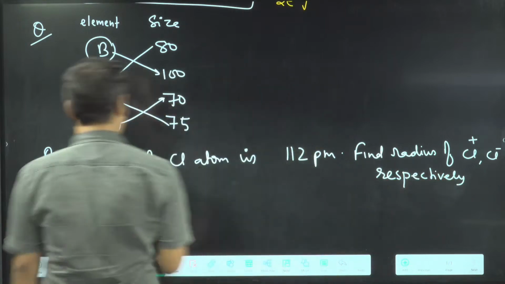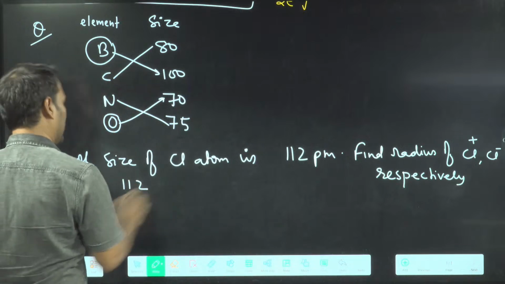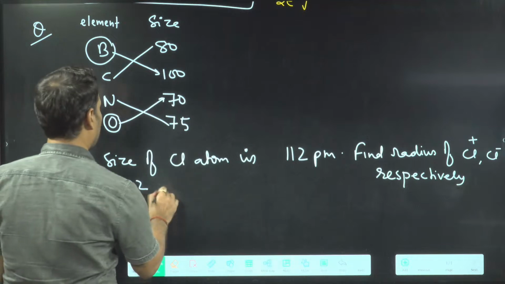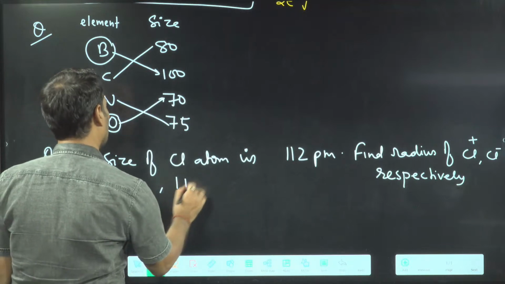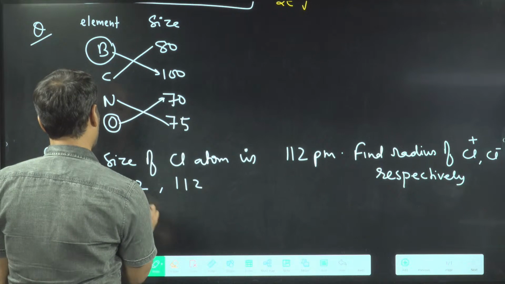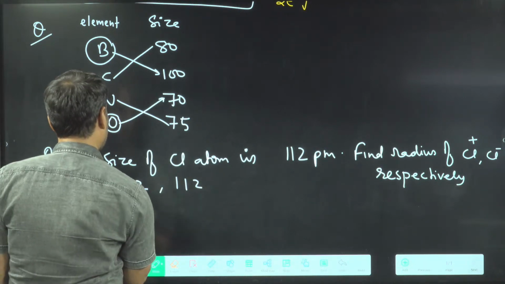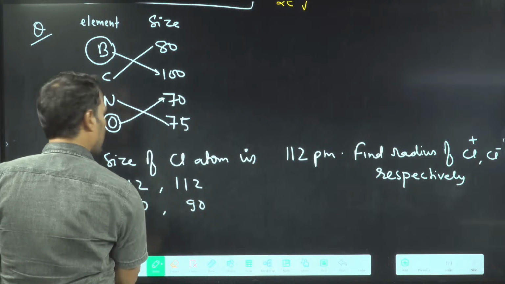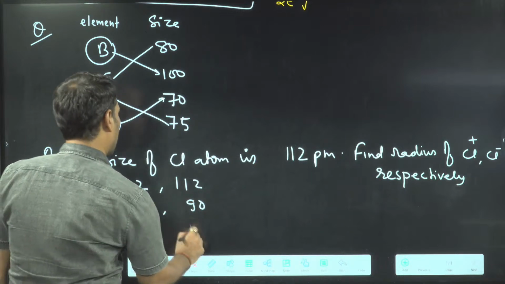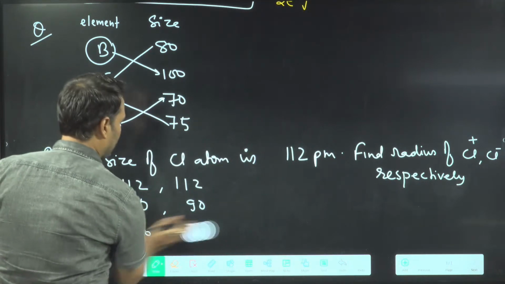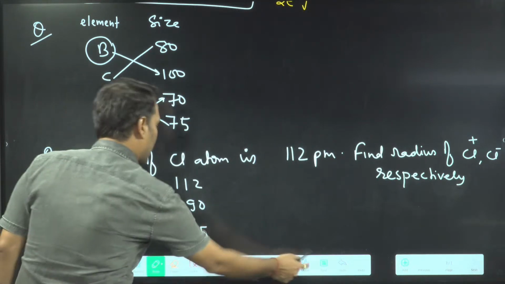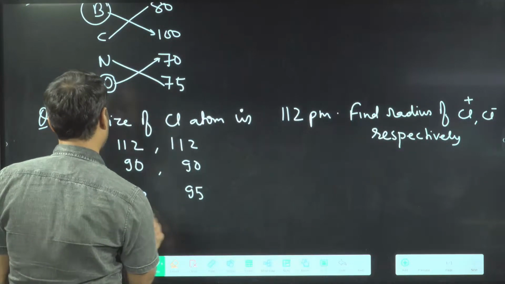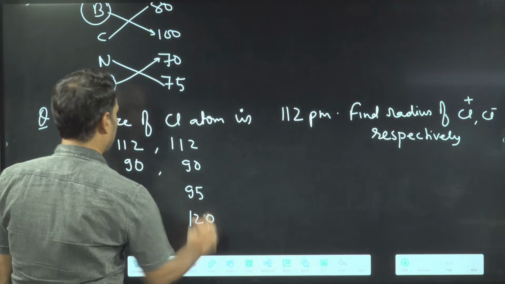And your options are like this: one value is 112 only, the other value is for Cl plus and Cl minus. So the first option is 112, 112. The next option, suppose I am writing here, is 90, 90. The third option is 120 and 110, or you can write anything like 95. And the fourth option has 95 and 120.